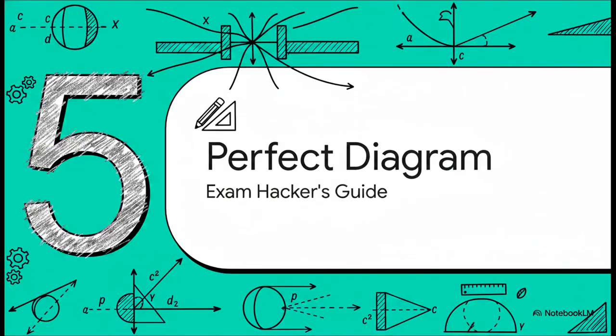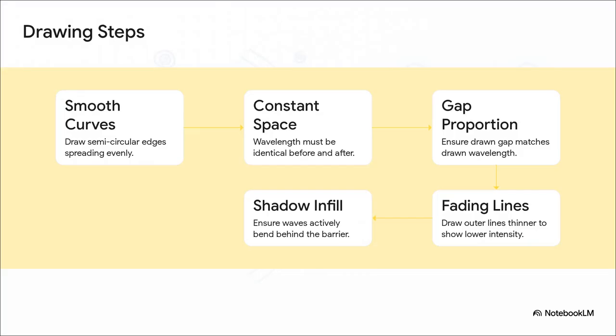Finally, Section 5, Drawing the Perfect Diagram. This is your exam packer's guide. Okay, when you inevitably get asked to draw a ripple tank diffraction pattern, follow these exact 5 steps to guarantee those full marks. Step 1, smooth curves. Draw a nice, continuous, semicircular curved edges spreading evenly from the gap. Step 2, constant spacing. Your wavelength must be perfectly identical before and after the barrier. Do not mess that up.